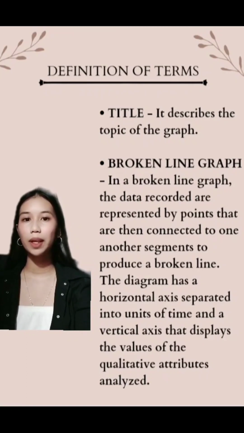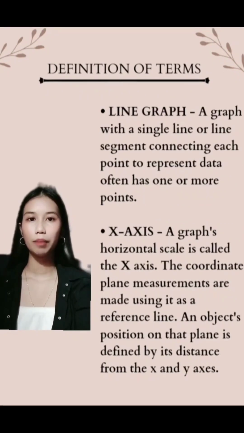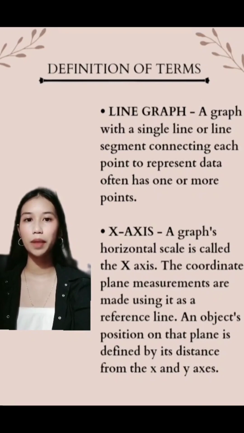The diagram has a horizontal axis separated into units of time and a vertical axis that displays the values of the qualitative attributes analyzed. Line graph: a graph with a single line or a segment connecting each point to represent data often has one or more points. X-axis: a graph's horizontal scale is called the x-axis. The coordinate plane measurements are made using it as a reference line.